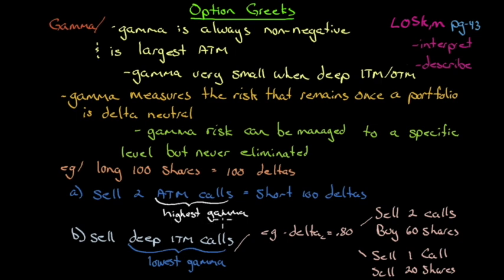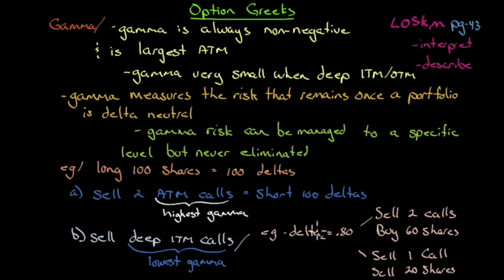Can we do it a different way? Can we get delta neutral and manage our gamma downwards? Remember now, we just want to get neutral. We can sell deep in the money calls. Gamma is very small when deep in the money. It has the lowest gamma. A deep in the money call will also have a very high delta, however. So the delta on this is 0.8.